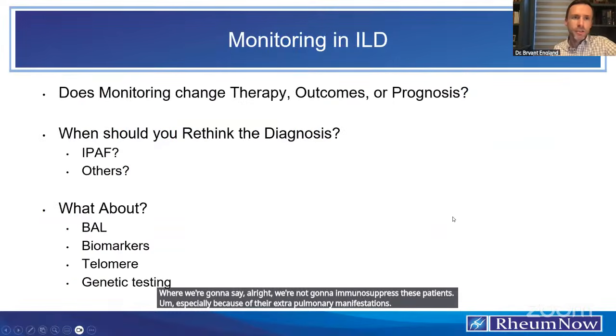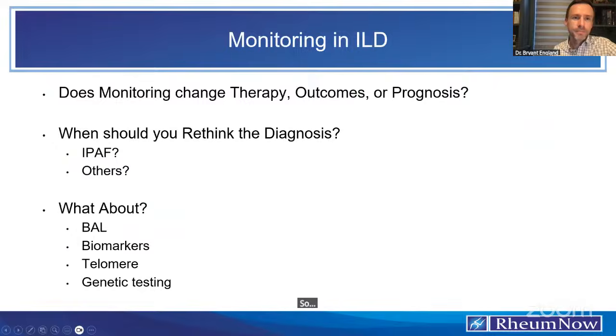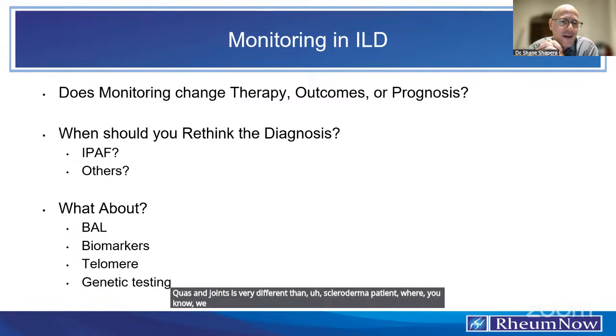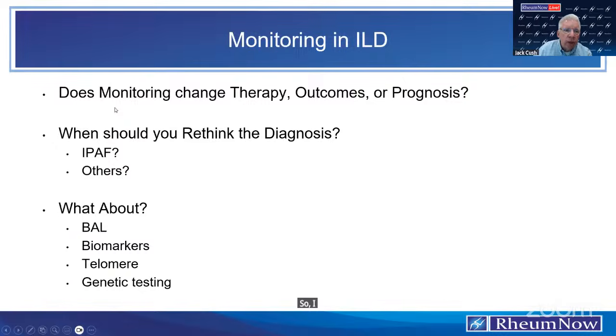Yeah, by the way, I agree with that comment completely. And I think that RA patient who has a UIP pattern who has quiescent joints is very different than a scleroderma patient, where we've got really robust data for immunosuppressive therapy to help with the pulmonary and extrapulmonary disease. So I want to end with these two questions, and we only have 3 or 4 minutes left.